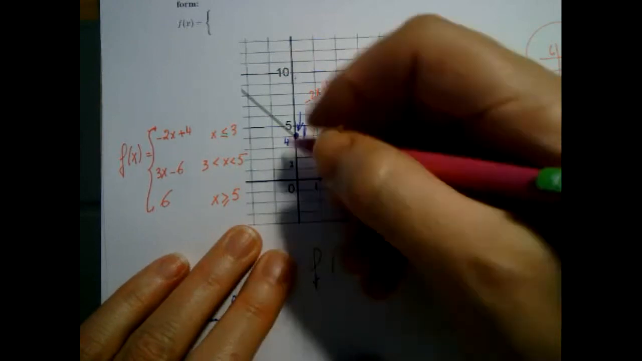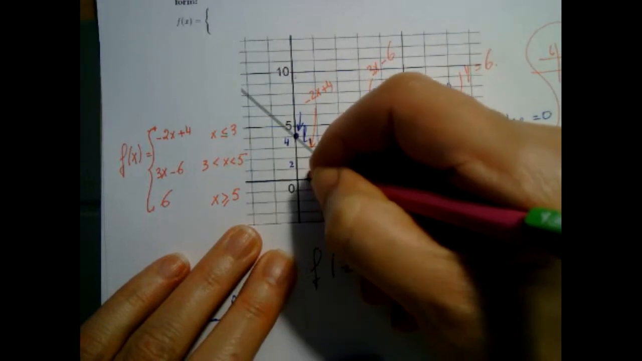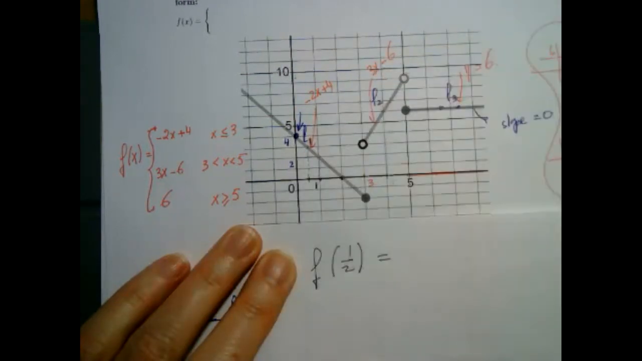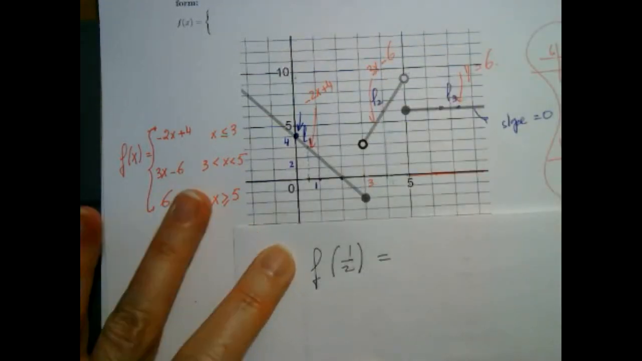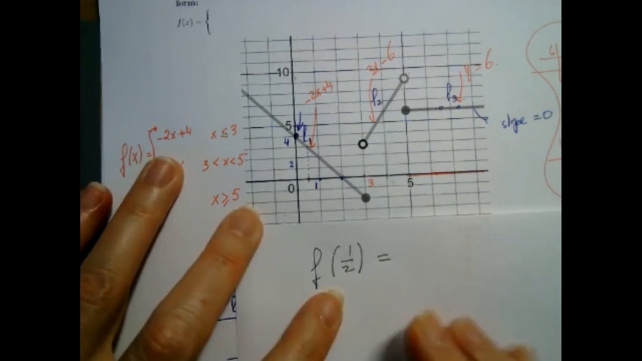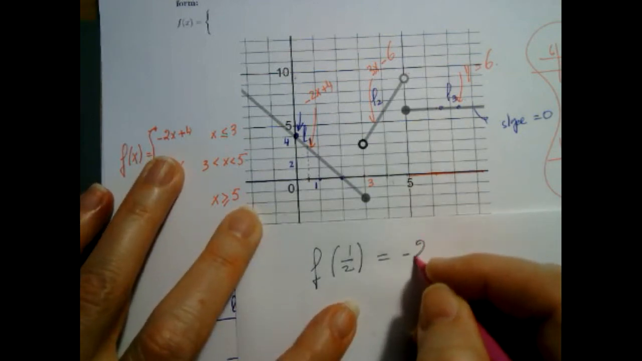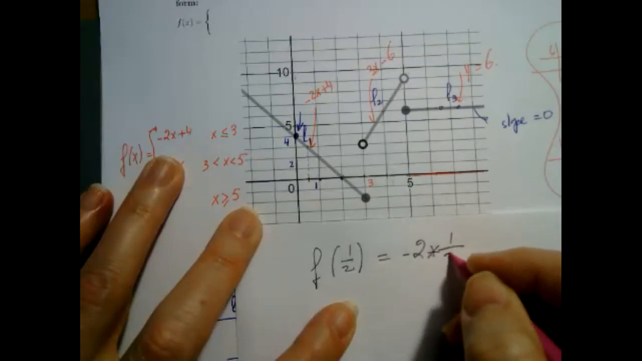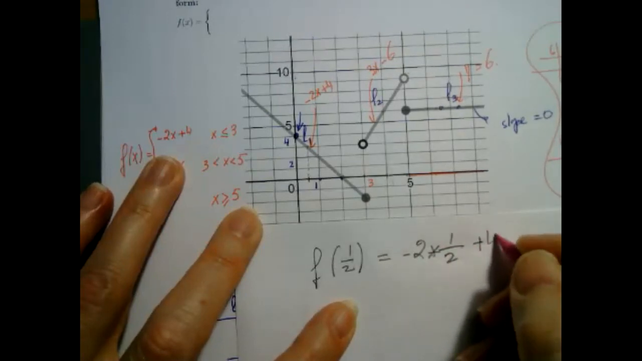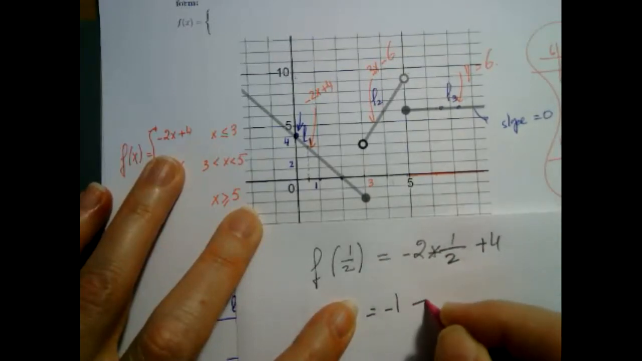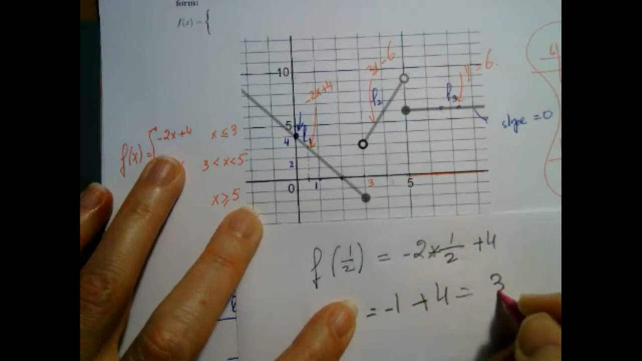Three, everybody's telling me three, so 1/2 is here. So the graph seems to be 3. And the formula, they agree. The graph seems to be 3. The formula is minus 2 times 1/2 plus 4. Let's get the exact value. This one will give me the exact value: minus 1 plus 4, which is equal to 3.